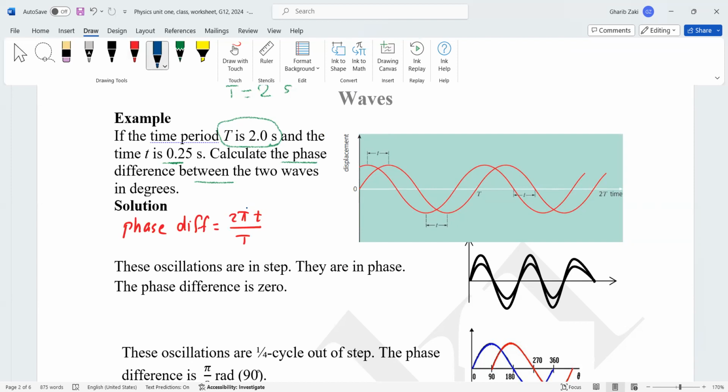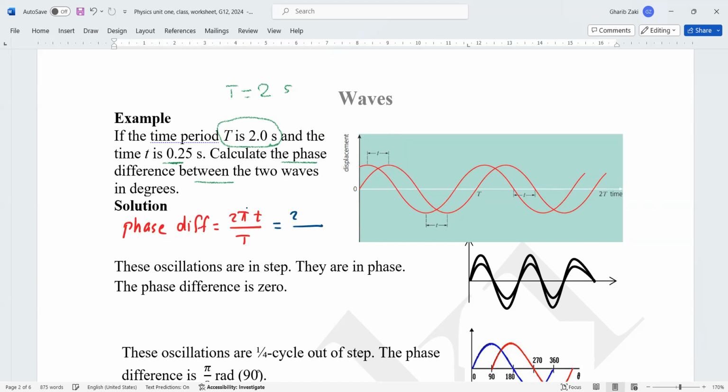Then it is 2 pi multiplied by 0.25 divided by 2. By using the calculator, as the question says calculate the phase difference in degrees, we replace 2 pi by 360, multiply 0.25 over 2. The answer is 45 degrees. So this is the phase difference between the two waves.